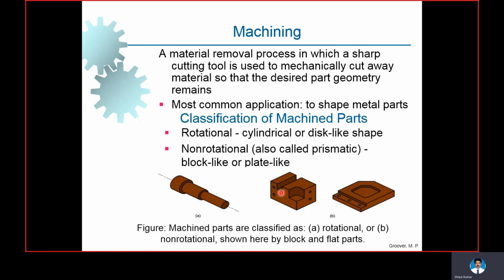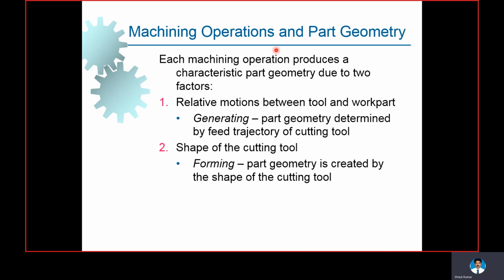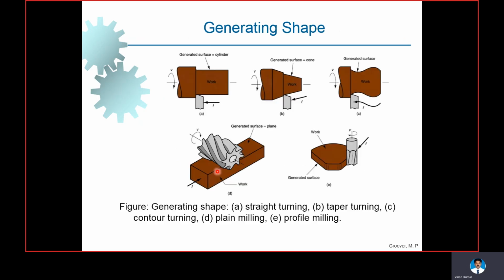Now, machining operations to produce a particular shape can be done in two ways. In the first way, we generate the shape by controlling the trajectory, the feed of the machine tool, and also by the shape of the cutting tool. So the part geometry is created by the shape of the cutting tool. Here we could see five conditions.